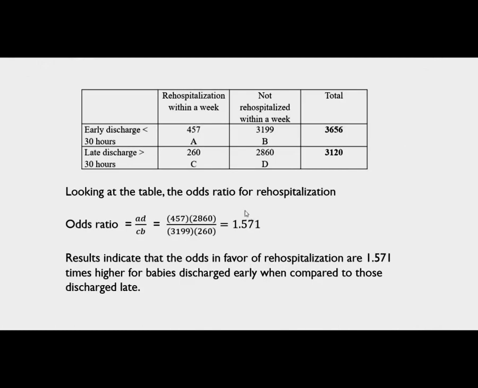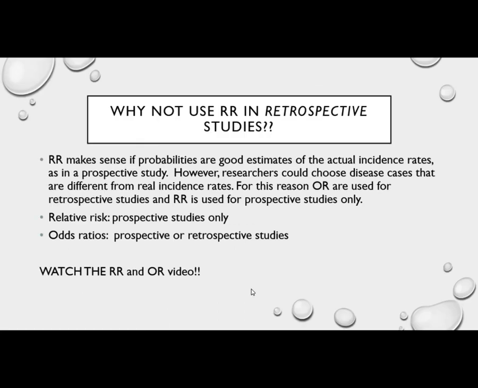So looking at the table, the odds ratio for rehospitalization is AD, 457 times 2,860, over 260 times 3,199, and we get 1.5, or 1.6 essentially. Results indicate that the odds in favor of rehospitalization are 1.571 times higher for babies who were discharged early when compared to those who were discharged late.